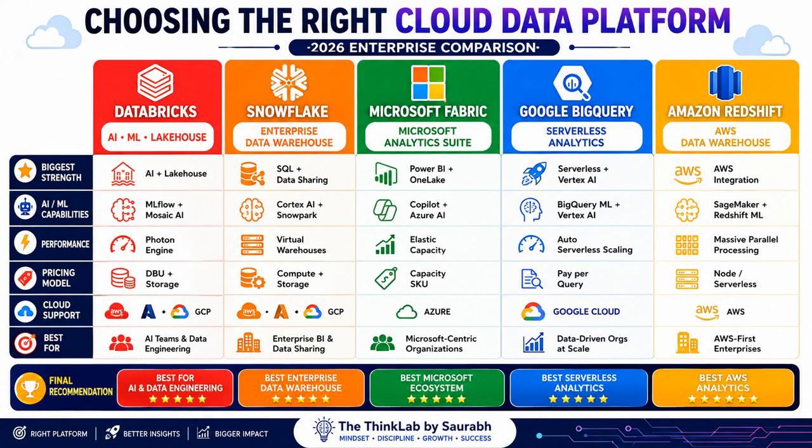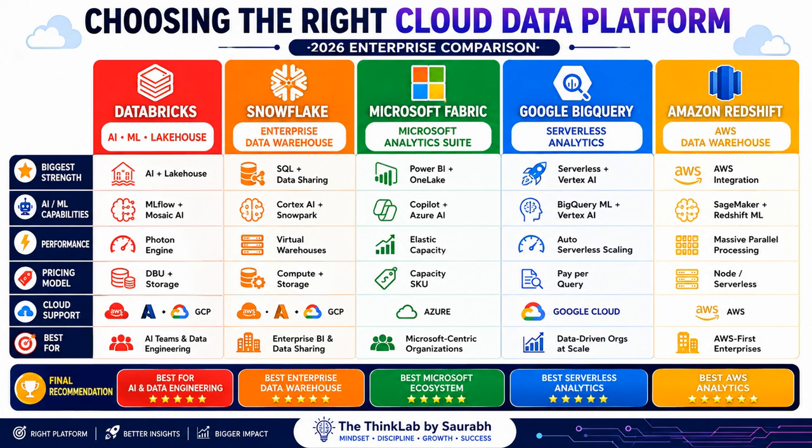Now we start with Databricks. Databricks introduced the concept of Lakehouse architecture. Traditional organizations maintain two separate systems: a data lake for storing raw files, and a data warehouse for business analytics. Maintaining both systems increases cost and complexity, right? So Databricks combines both into a single architecture we call the Lakehouse.